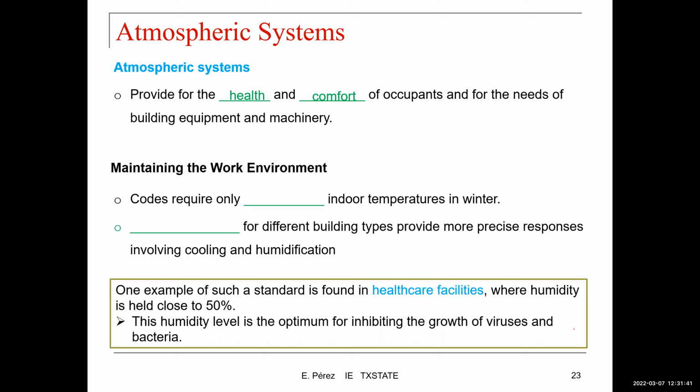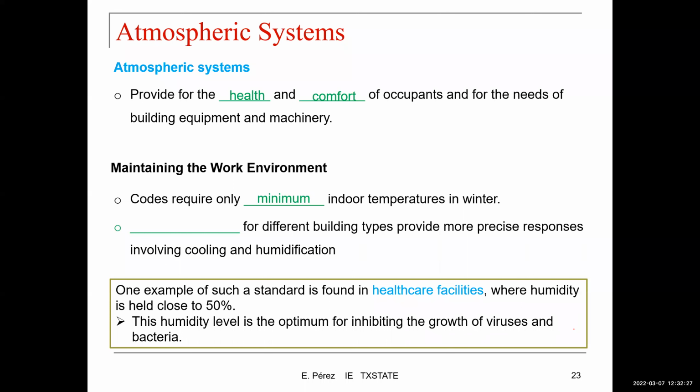So when we talk about atmospheric systems, we are designing because we want to provide for the health and comfort of occupants and for the needs of building equipment and machinery. I brought the example of computer equipment that needs some specific temperatures so the equipment can work well. For example, if you have multiple servers in your facility, this equipment generates a lot of heat, so you keep the temperature in that room within a certain level. So it's not just for the employees or the staff, it's also for some of the equipment and machinery that you have in the facility.